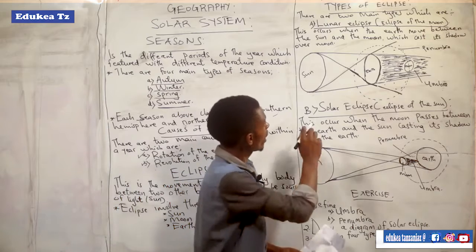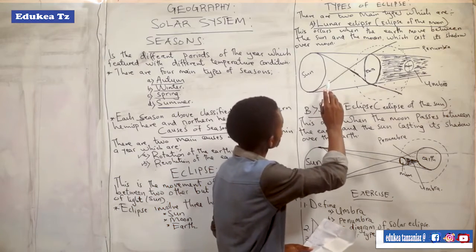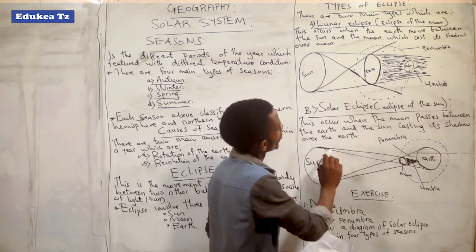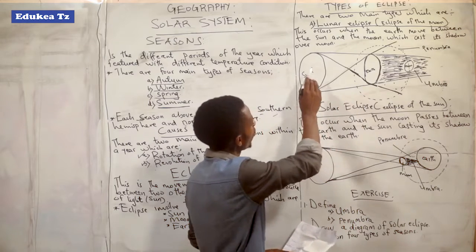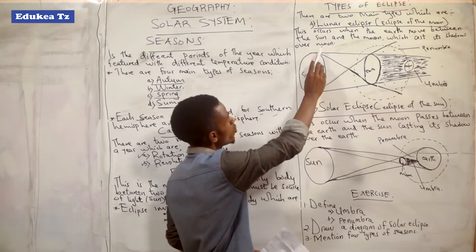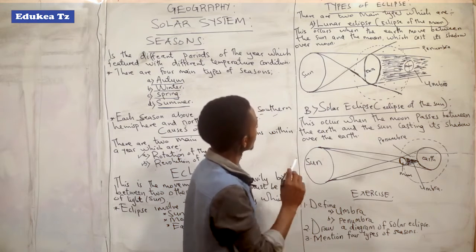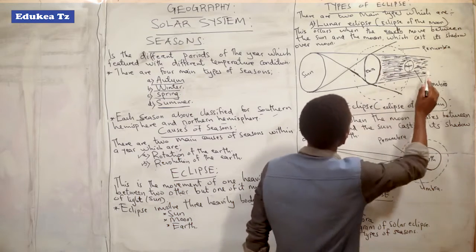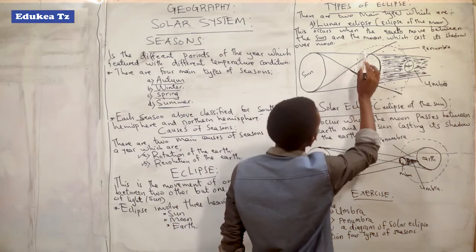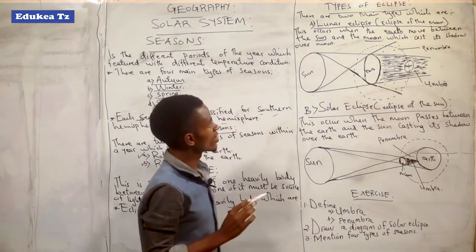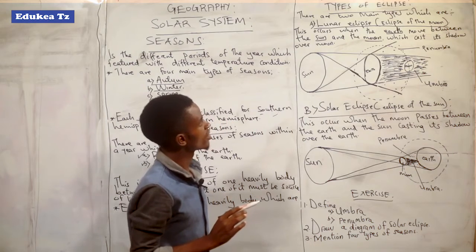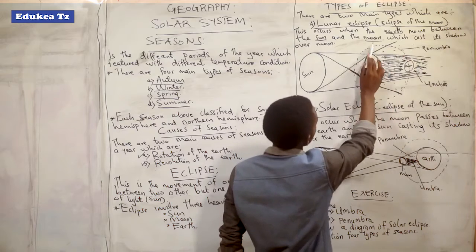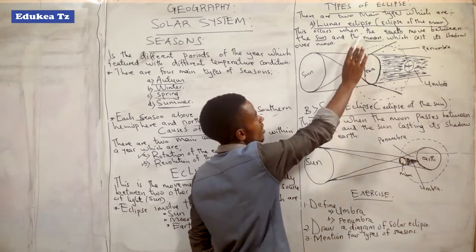Let's come directly to it. What is a lunar eclipse? A lunar eclipse occurs when the earth moves between the sun and the moon, which casts its shadow on the moon. As I told you, the main things involved in an eclipse are the earth, moon and the sun. So when the earth moves between the sun and the moon, we get what is called a lunar eclipse.